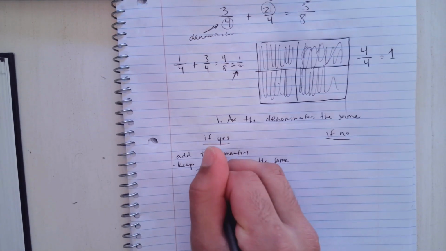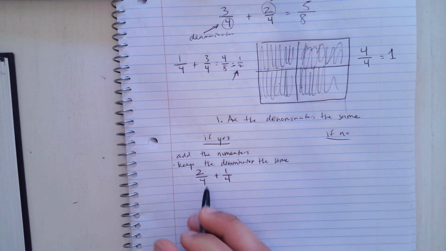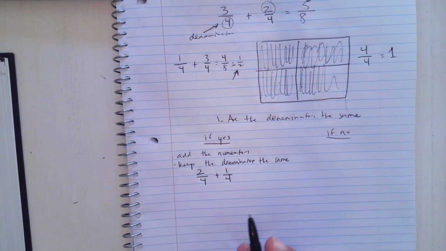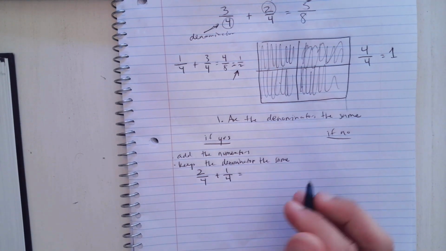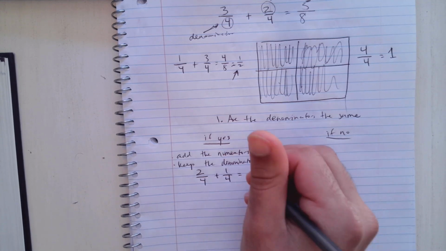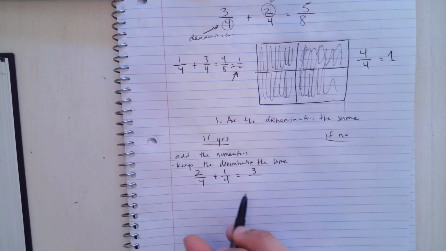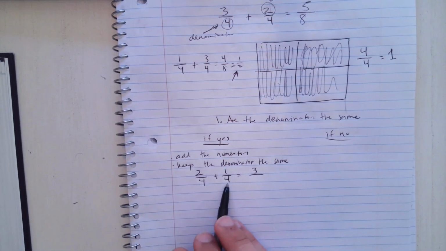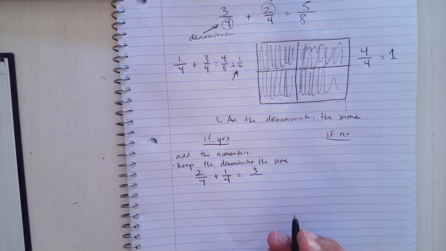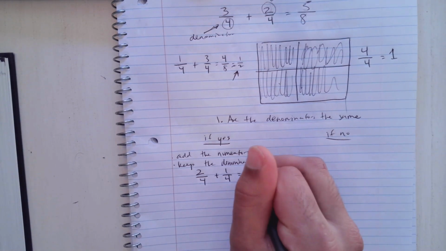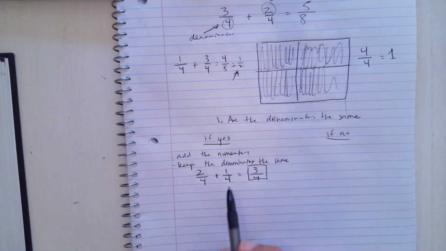2 over 4 plus 1 over 4. Are these denominators the same? So what do we do? We add the numerators. 2 plus 1 is 3. And what do we do to the denominator? Do we add them together or keep it the same? 3/4 is our answer.